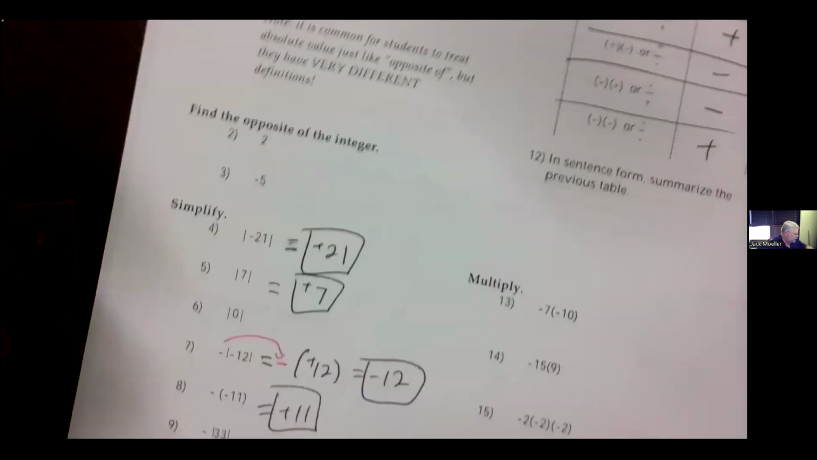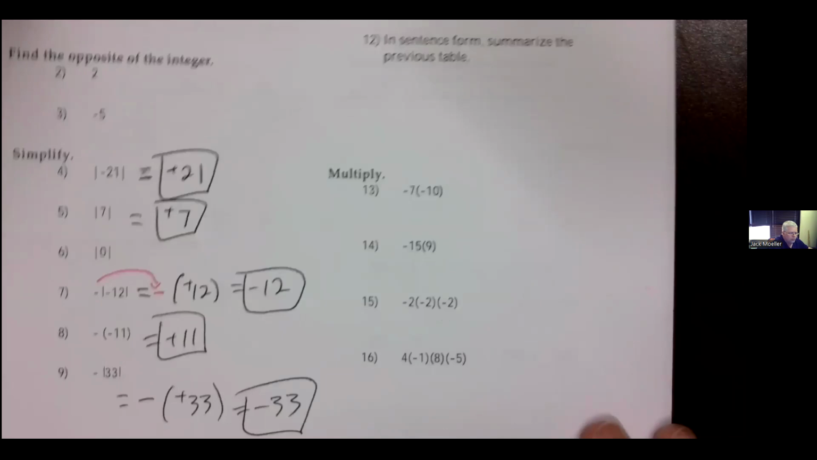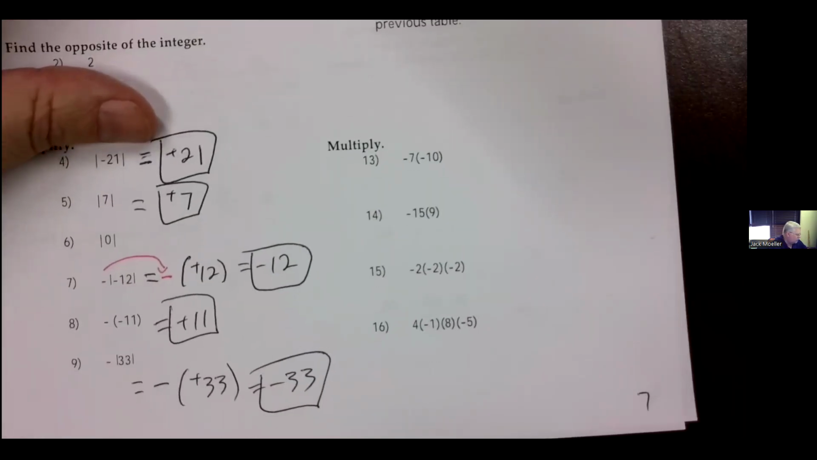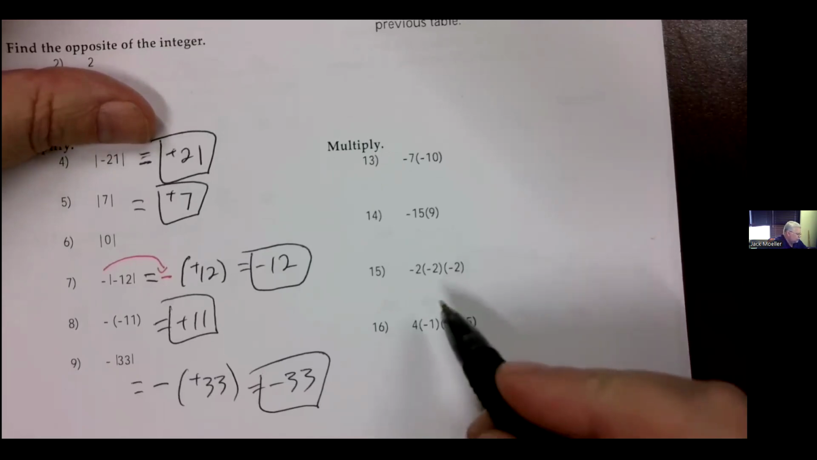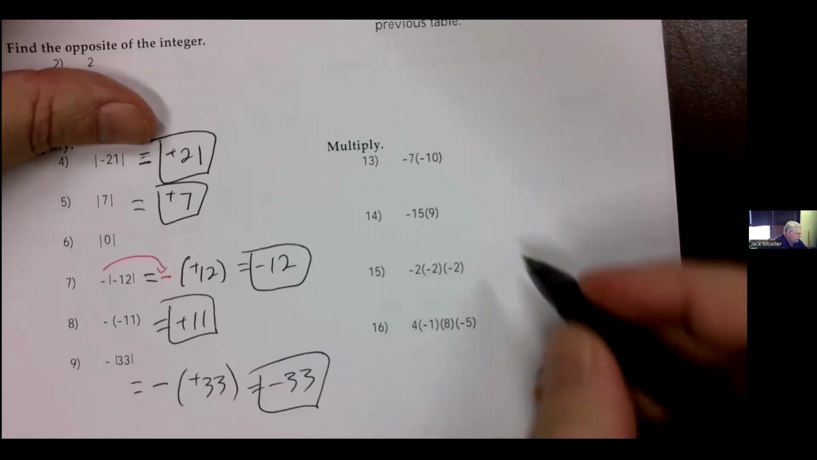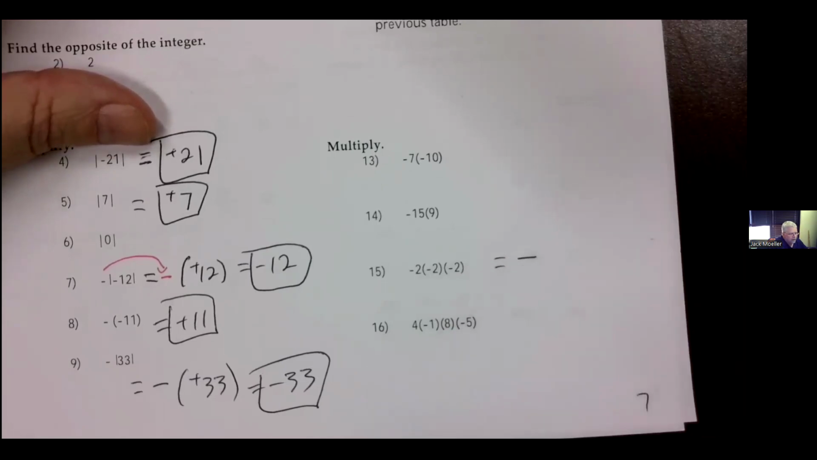All right. I'm not going to go through all of these. I do want to point out something on number 15. How do you know ahead of time if that answer is going to be positive or negative? There is a shortcut when you're multiplying several numbers at once. That goes by the number of negatives. So here we have 3 negatives, which is an odd number of negatives. That tells us the answer is going to be negative.